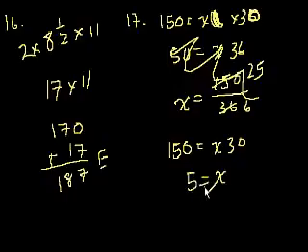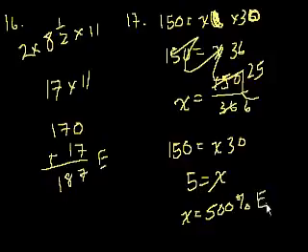If you wanted to write 5 as a percentage, you just multiply both sides by 100. So you could say x is equal to 500%. And that makes sense. 150 is 5 times 30. 100% of 30 is 30. 200% of 30 is 60, and so forth. So 500% of 30 is 150. That took me too long, I think. E. Got to make sure your handwriting's good.